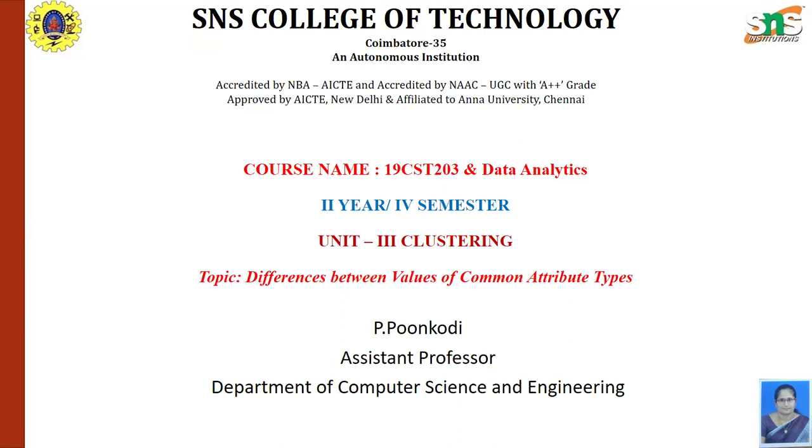The next one is differences between the value of common attribute types. Basically, attribute types are of two types, qualitative attribute and quantitative attribute. If both objects belong to quantitative, how can we identify the difference between those values? Like that, we are going to identify the differences between the attribute types.